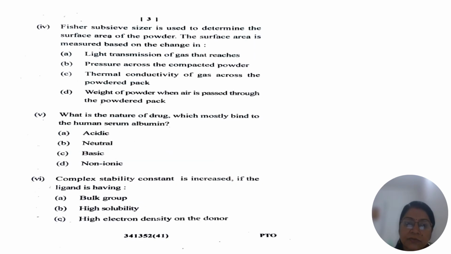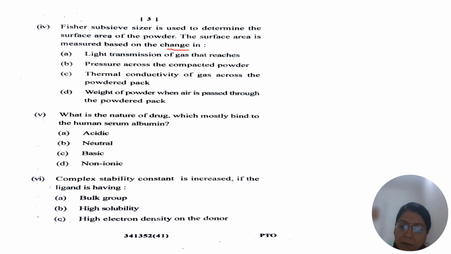Fisher subsieve sizer is used to determine the surface area of powder. You know very well that surface area can be determined by Fisher subsieve sizer, and that is based on the air permeability method. So the surface area is measured based on the change in... what is the change here? When we want to determine the surface area of the powder, we first fill it in a compact cylindrical vessel, and then air is passed through that. Since air is passed through, the particles get aligned in the form of capillaries, and then air is passing through it. In that case, there is some resistance offered because of the particles. So that resistance is actually converted in the form of pressure drop.